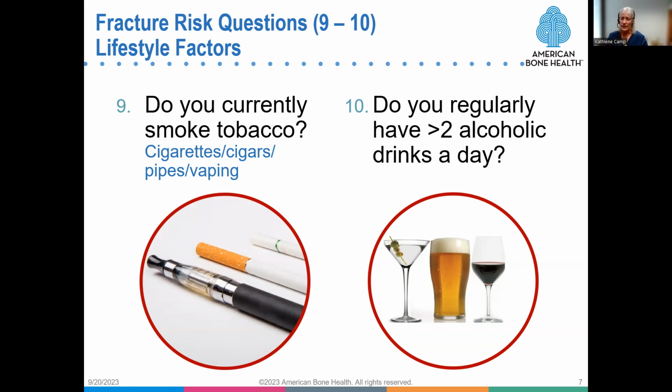Excess alcohol is defined as more than 7 drinks per week for women and more than 14 per week for men. One drink is defined as 5 ounces of wine, 12 ounces of beer, and 1.5 ounces of hard liquor. Binge drinking is consuming 4 or more drinks in 2 hours for women and 5 or more for men. Now, the combination of smoking and alcohol can cause nerve damage called peripheral neuropathy that can also lead to falls.